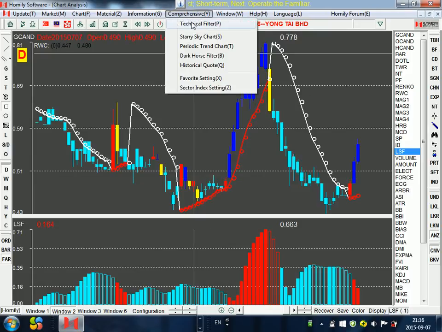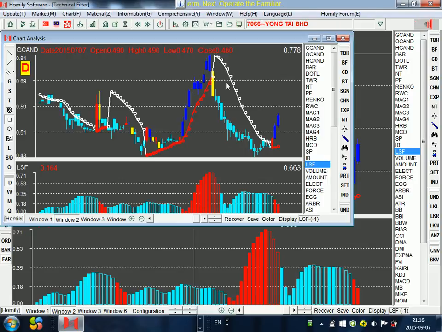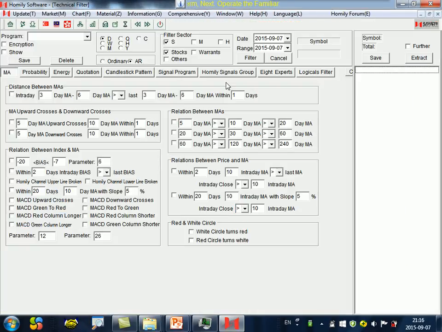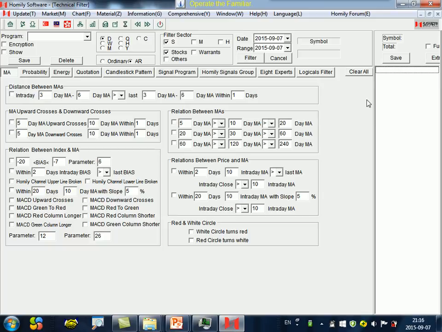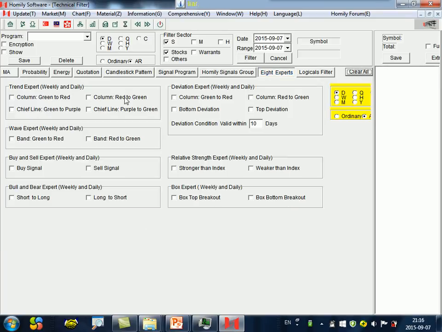So when you click the comprehensive technical filter, from the 8 aspects you can see the deviation aspect: column green to red, column red to green, bottom deviation, top deviation. Then you can use the first one, column green to red. Then you change to the Malaysian market and then filter.